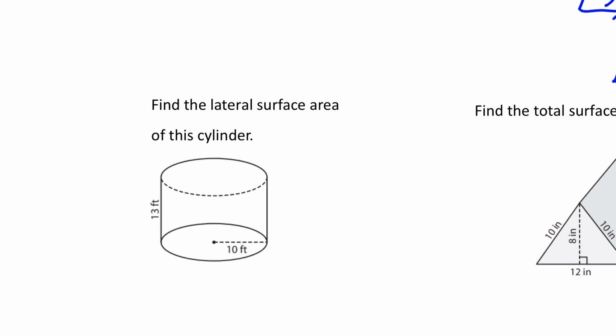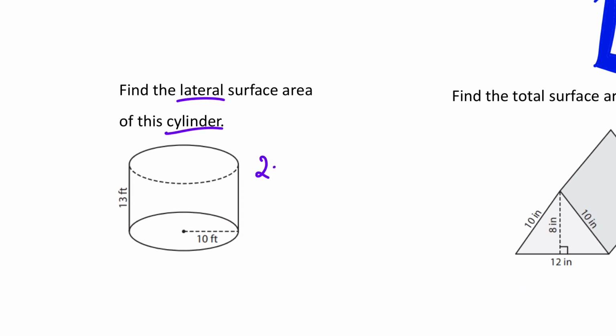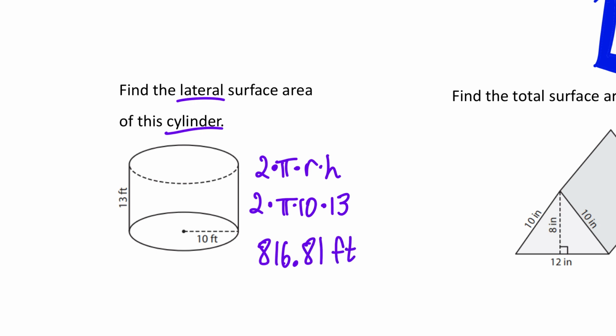All right. Next one asks for lateral of a cylinder, which is just 2 pi r h. Okay, 2 pi r h. So for this one, it's just going to be 2 times pi times 10 times 13. So just typing this in my calculator, 2 times pi times 10 times 13, and that is 816.81 square feet.